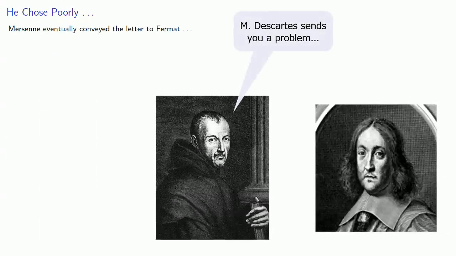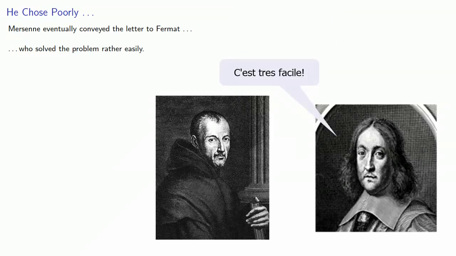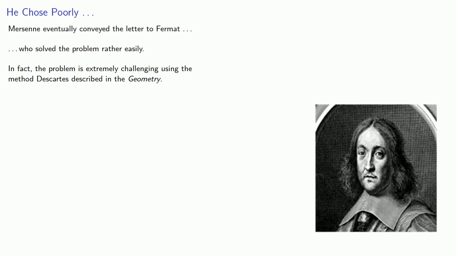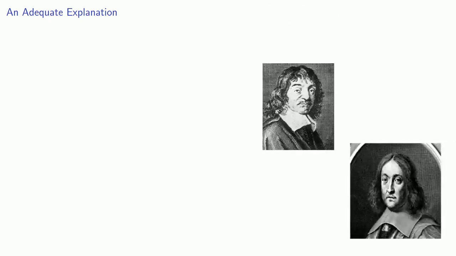Now, Mersenne eventually conveyed the letter to Fermat, who solved the problem rather easily. We won't go into the details of the solution. Something has to be left for homework, but as it turns out, the problem is extremely challenging using the method Descartes described in the Geometry, but very easy using Fermat's approach. Eventually, Descartes and Fermat reconciled, or more properly, Descartes realized his feud was not with Fermat.